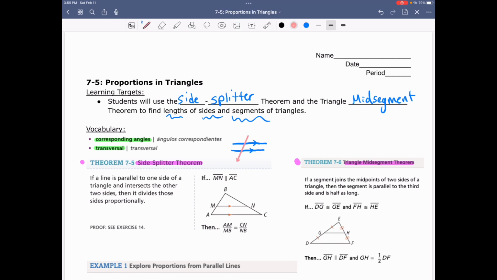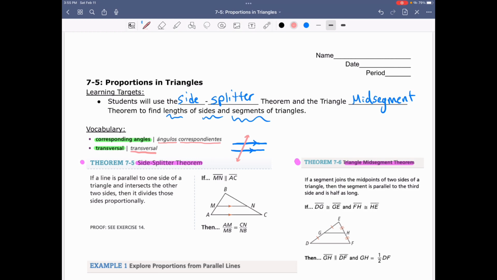And in Spanish, it's the same thing. Transversal is transversal. And corresponding angles is ángulos correspondientes. Ángulos correspondientes.